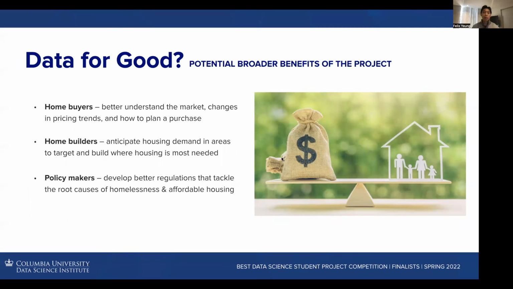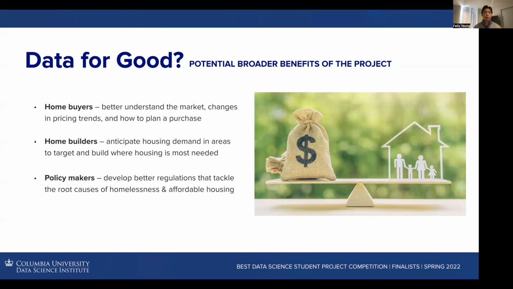And in summary, I also want to talk about the potential benefits for this project. When we published this report, we wanted to help illuminate the real estate markets, which we felt was always very arcane and closely guarded. So with this report, we hope to help society, and especially the following parties, better understand the markets that they're participating in. For home buyers, we wanted to help them better understand their purchase, better understand their individual markets, and how the prices change, and how to actually plan a purchase for the future.